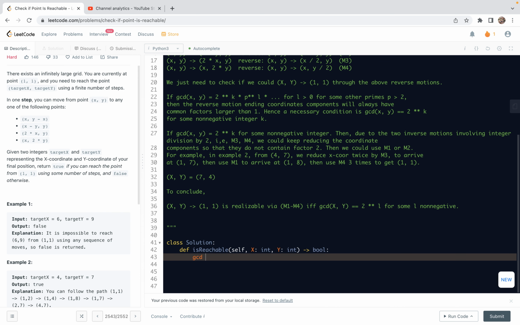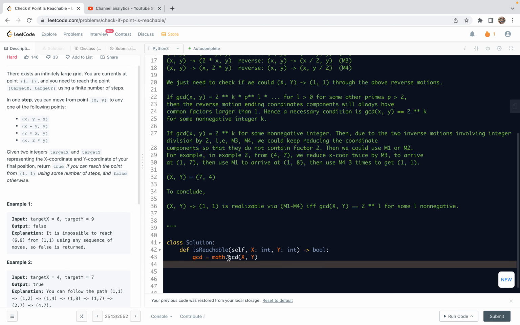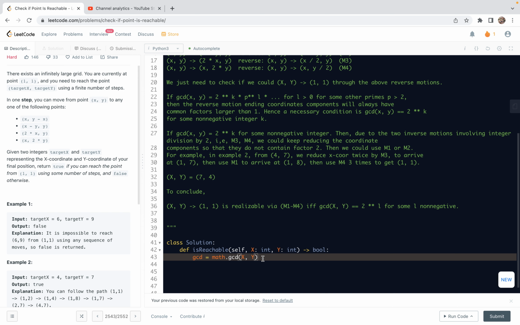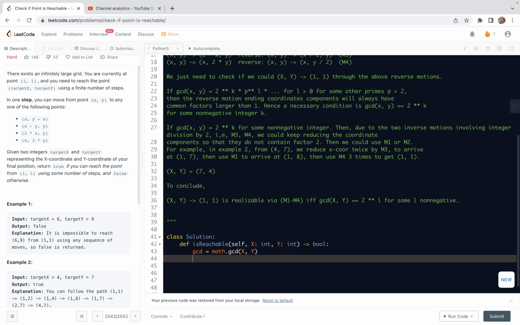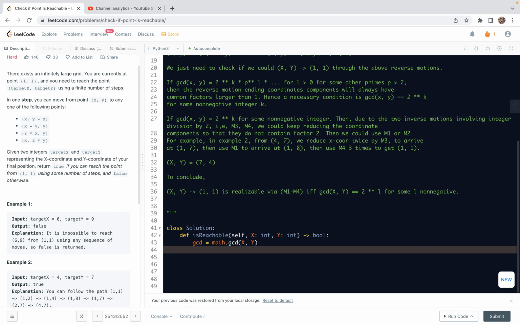Once we arrive at this step after the analysis, writing the code is actually a piece of cake, or very straightforward. So first, we can get the GCD of this targetX and targetY. Notice that I changed the name a little bit for the convenience of writing. We can use a math GCD function on X and Y, or you can write a GCD from scratch. This is actually an easy task. You can check out some other videos in my channel which explain this. And then we just need to check if the GCD contains only a prime factor of 2.